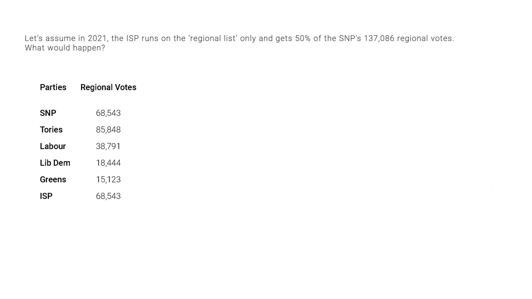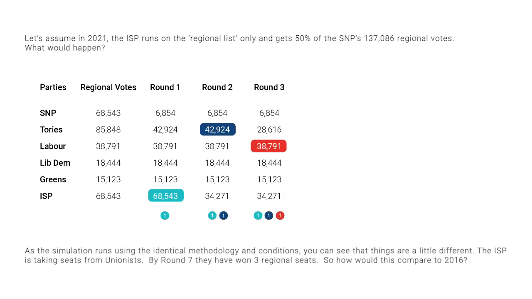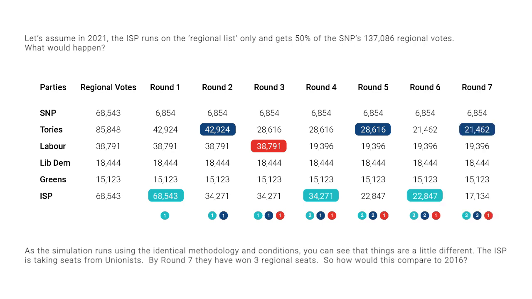Let's assume in 2021 the ISP runs on the regional list only and gets 50% of the SNP's 137,086 regional votes. What would happen? As the simulation runs, using identical methodology and conditions as before, you can see that things are a little different. The ISP is taking seats from unionists. By round 7, they have won 3 regional seats.